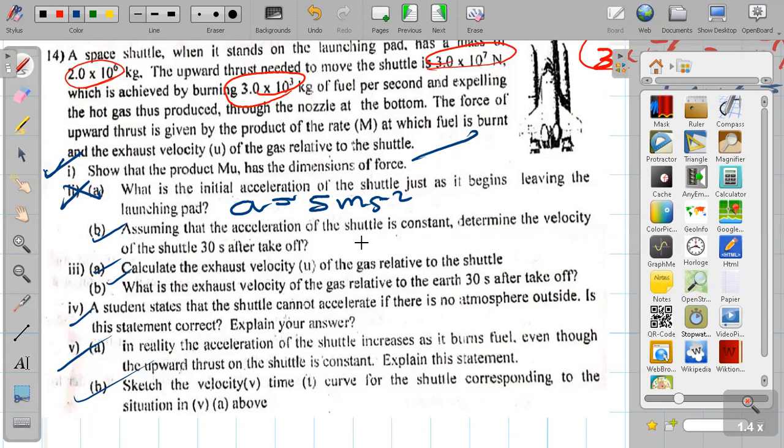Assuming that the acceleration of the shuttle is constant, determine the velocity of the shuttle after take off. V equals u plus at, nothing else. Because at the beginning, the velocity is 0.